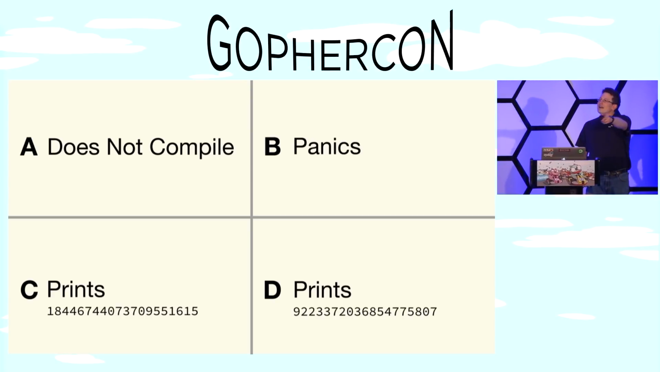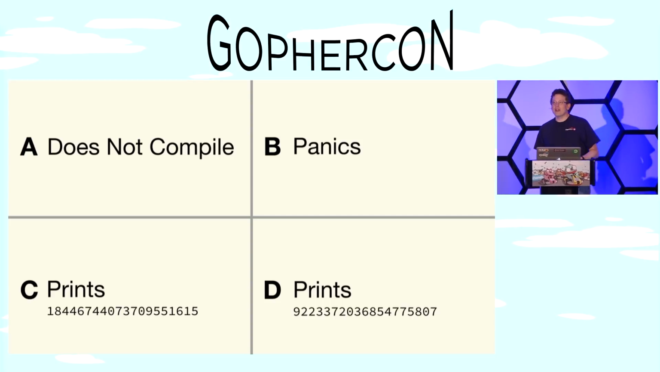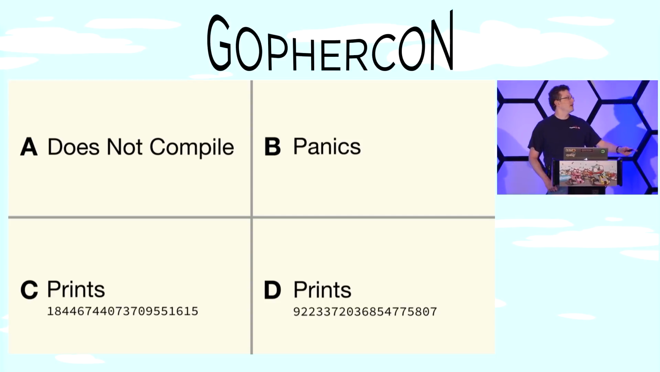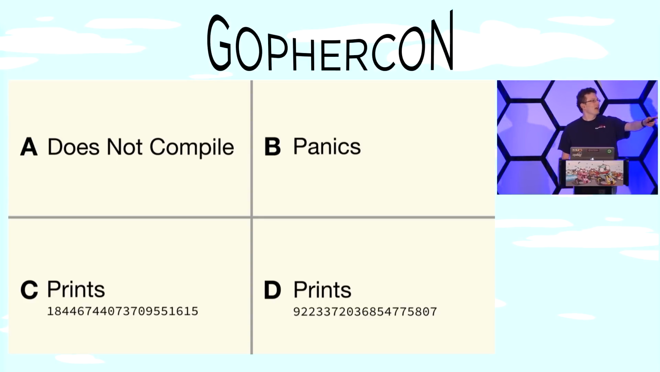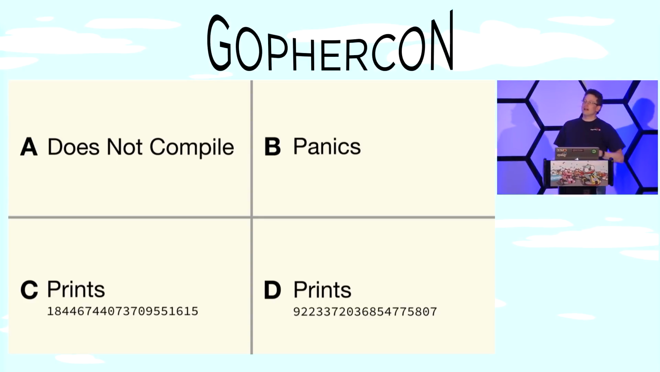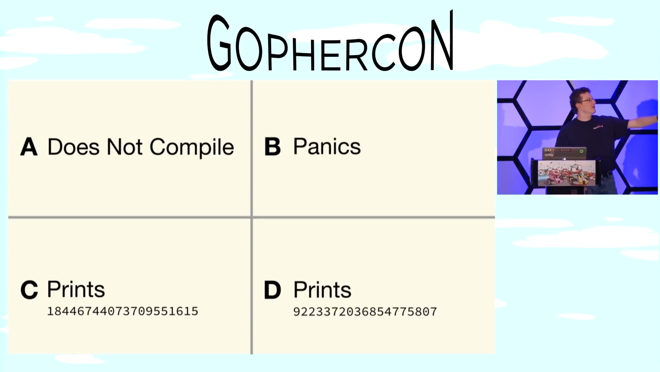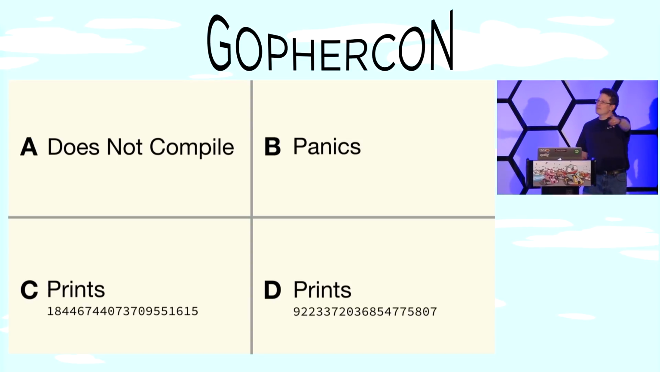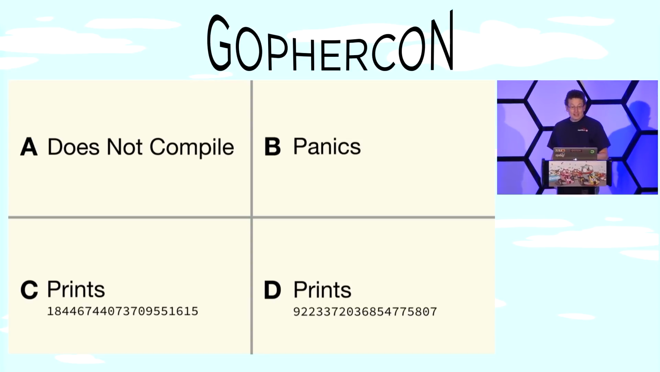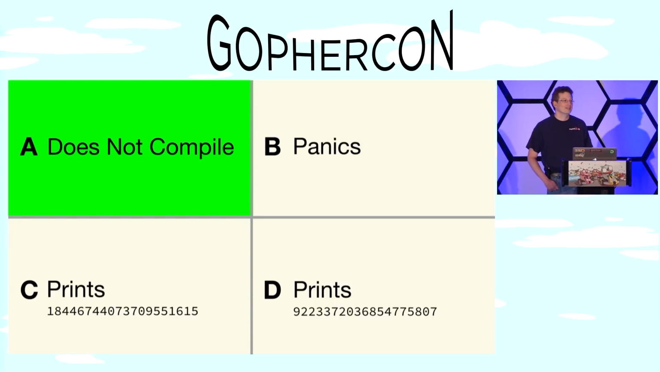All right. C, who thinks it prints out the max value for unsigned 64-bit ints? Not going to read that number off. All right. And D, who thinks it prints out the max value for a signed 64-bit int? All right. One brave person. A couple of brave people. All right. Well, the correct answer for this one is, yeah, this does not compile.